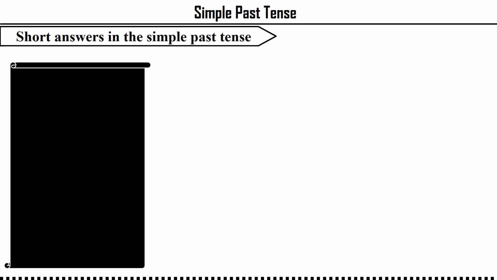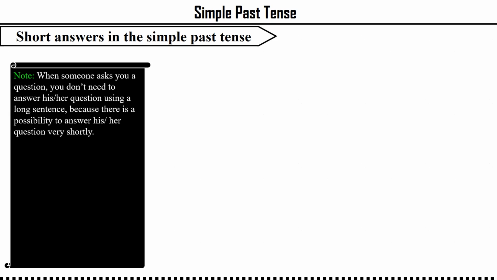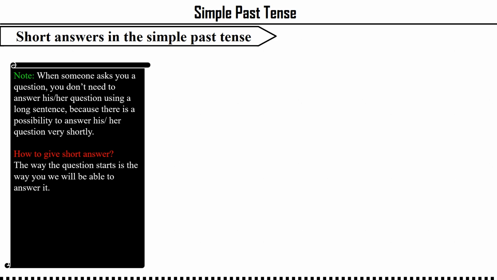Short answers in the simple past tense. How to give short answers. When someone asks you a question, you don't need to answer using a long sentence, because there is a way to answer his or her question very shortly. The way the question starts is the way you will be able to answer it. For example, if the question starts with did, you can answer it with did or didn't.